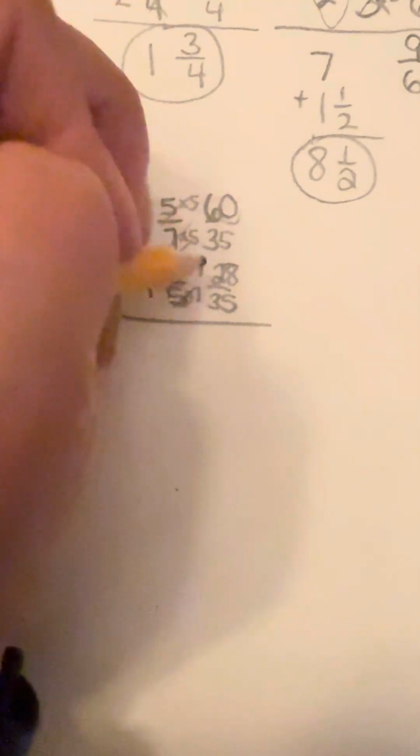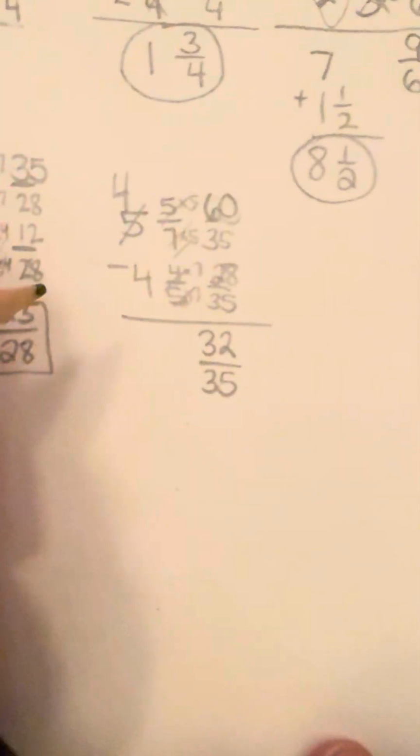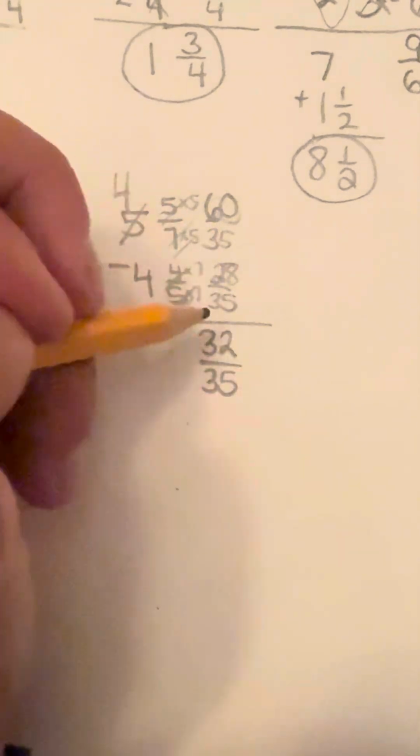So again, it's going to turn you into an improper fraction, which is what we need in order to borrow from it or to subtract from it. And now I can do 60 minus 28. 60 minus 28 is going to give us 32, and these are 35ths. We want to check, we can do 4 minus 4, which is just going to be 0. So we're just down here with this fraction.